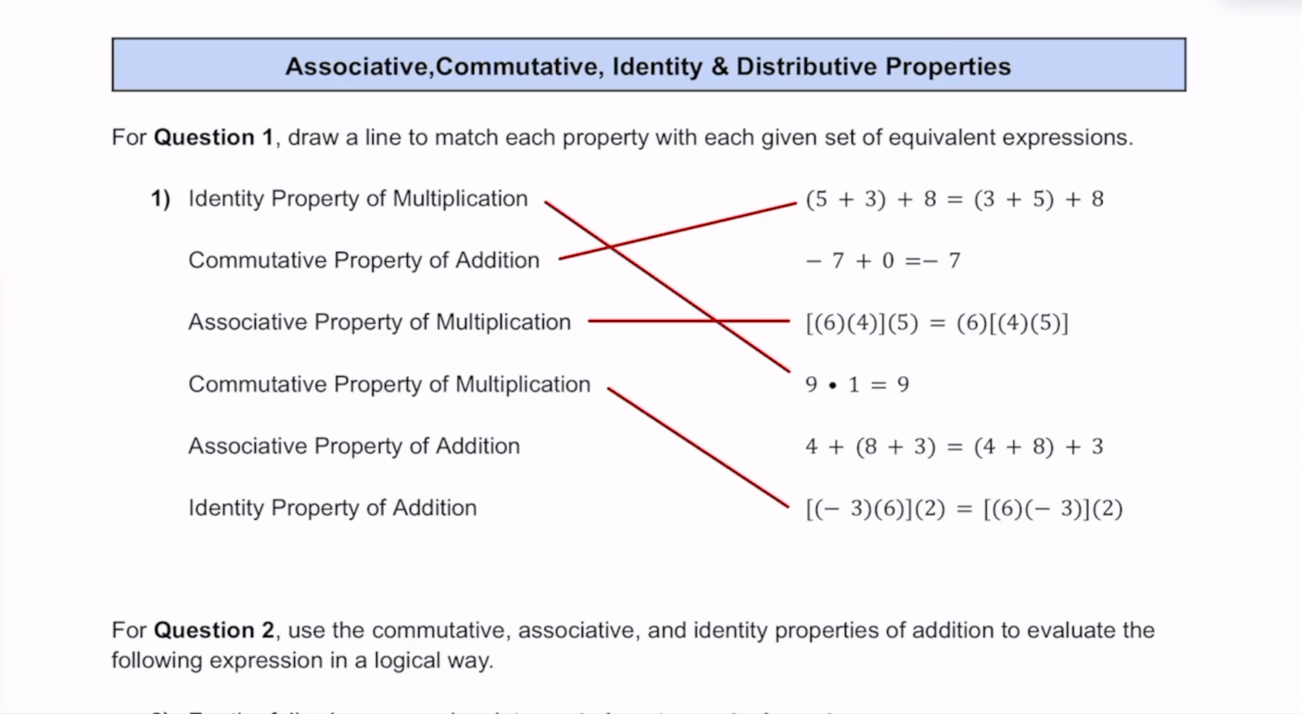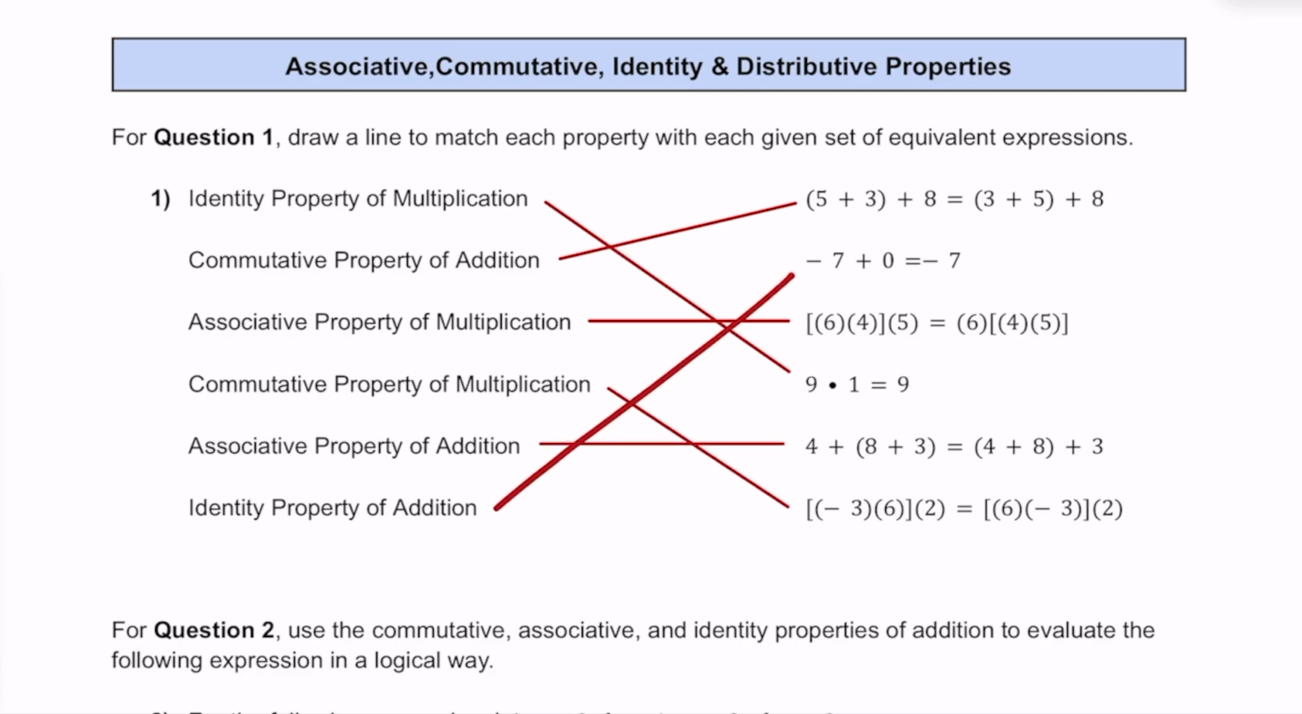The next one is the associative property of addition. Associative means the grouping is changing, and we're looking for addition as the operation. If you look here, the order of the numbers doesn't change. It's 4, 8, 3, 4, 8, 3. But the 8 and 3 are grouped in the expression to the left, and then the 4 and 8 are grouped in the expression on the right. So hopefully this makes sense. That's the associative property of addition.